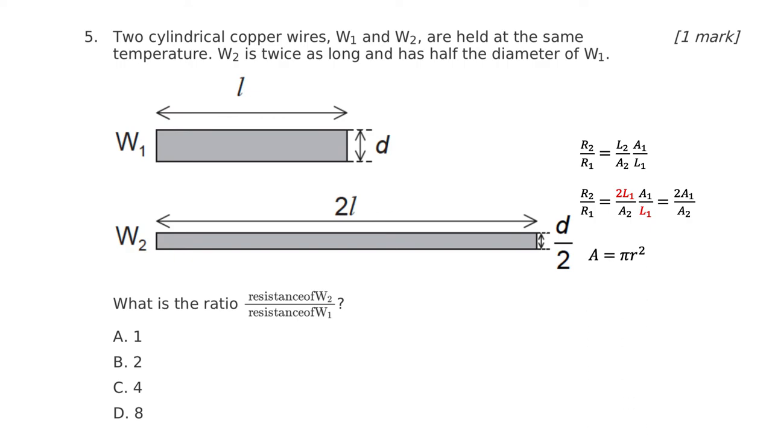We then need to remember our relationship of area. We assume it's cylindrical, so it's got a circular cross-section. Area is pi r squared.